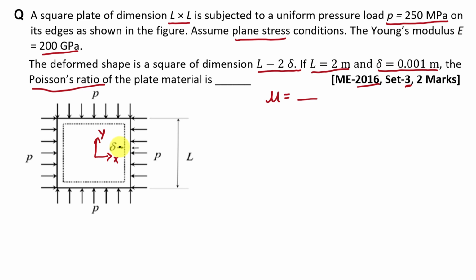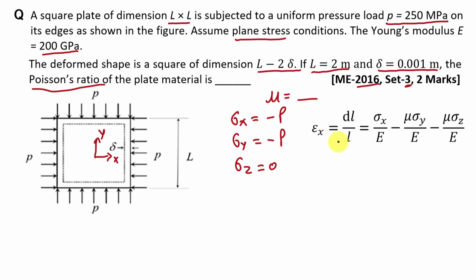Now here we can understand that due to this pressure there will be stress in this plate, right? And here we can say that stress in x direction will be minus p, right? That is shown here, and stress in y direction is also minus p. This pressure is compressive, so here we will take minus p. Fine. And here value of sigma z will be 0, right? Because it is plane stress condition.